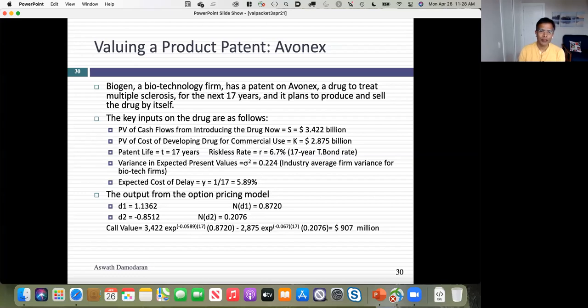Remember what the net present value was? It's 547 million, right? It's like magic. I've taken 547 million and am saying, hey, the option here is worth 907 million. See, where's the extra 360 million coming from? The 907 minus 547, that's the premium that comes from the optionality.